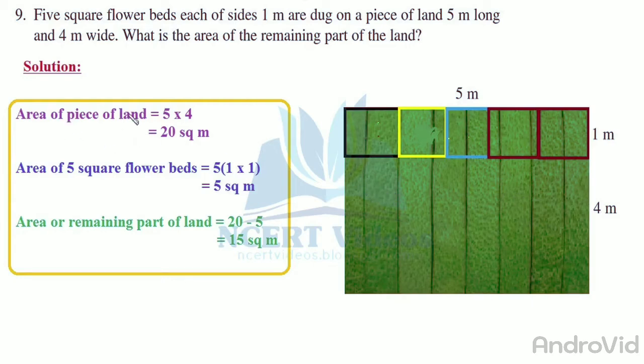So area of piece of land is 5 into 4, that is 20 square meter. Now area of 5 square flower beds is 5 multiply area of 1. What is area of 1? 1 square, that is 1 itself. So 5 into 1 is 5 square meter. That is the area of all total dug beds. Now area of remaining, it is simple as was in previous case, total minus the dug portion. So it is 20 minus 5. We will subtract both the areas and we get 15 square meter as a left area, which is undug.